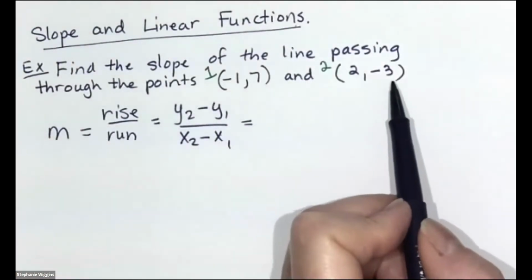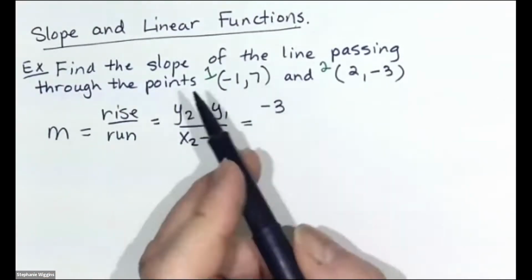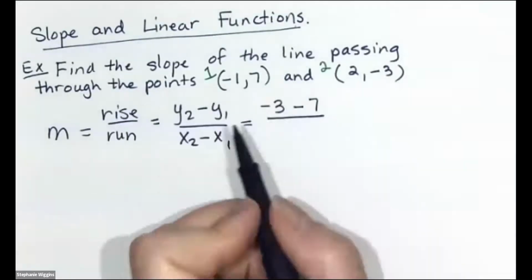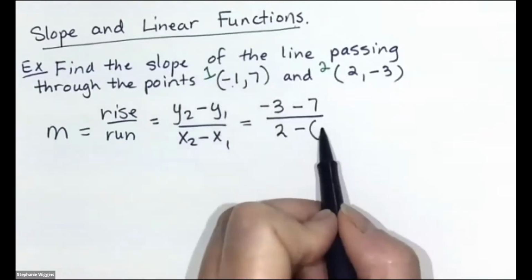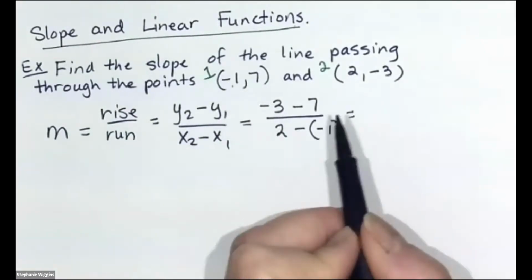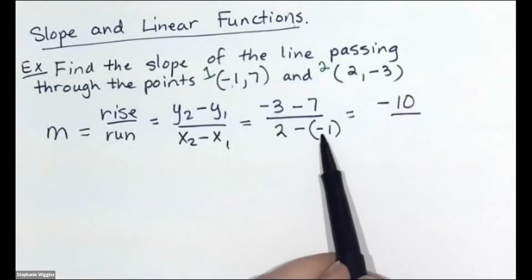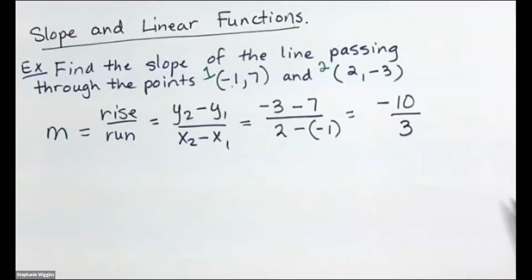So y2 is -3, and then I'm going to subtract y1, which is 7. x2 is 2, and I'm going to subtract x1, which is -1. And if I simplify that, the numerator becomes -10. The double negative in the denominator gives me +1, so 2 plus 1 is 3. And there's my slope.